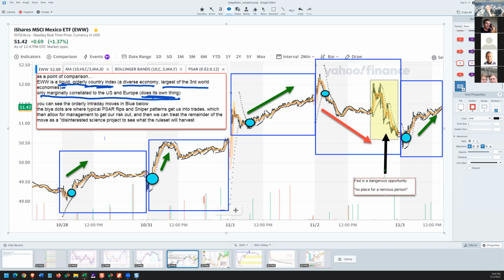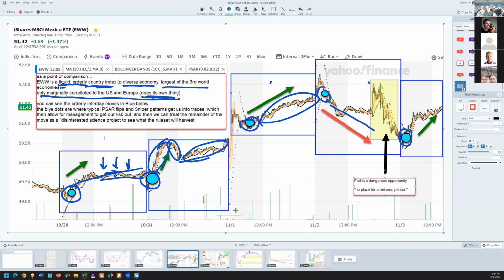And so if you just take a look at the last 5 days in these blue boxes, you can see that every one of these blue dots is where a typical sniper entry pattern is signaled because of a PSAR flip. And then right after that move, you get a very orderly tradable move. And this is what I like about Mexico. Very orderly, continuous signaling. And you also get significant volatility on moves intraday, and you get moves in both directions.